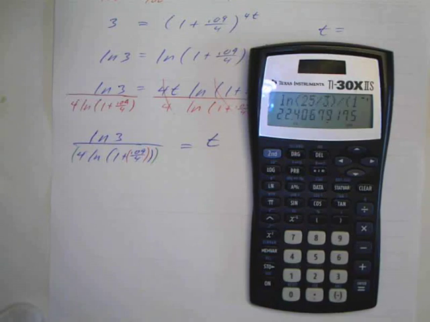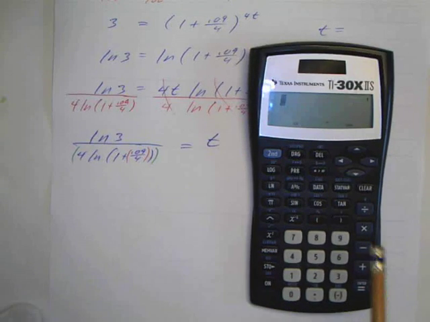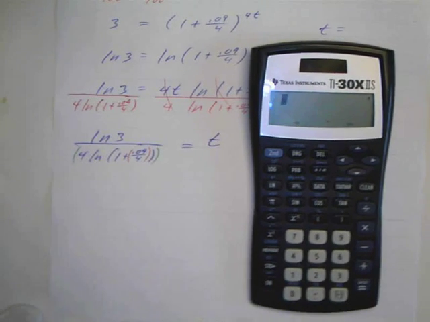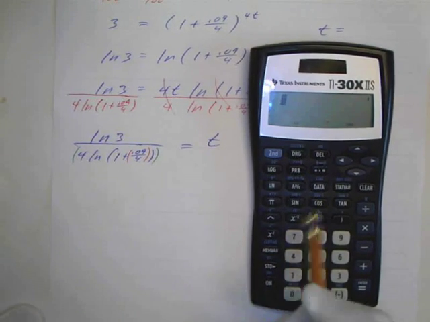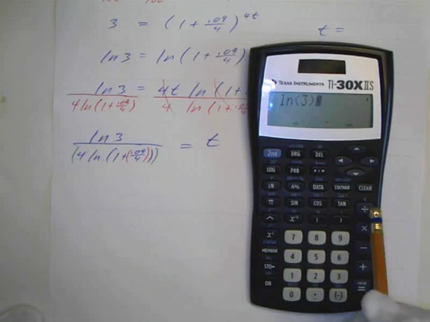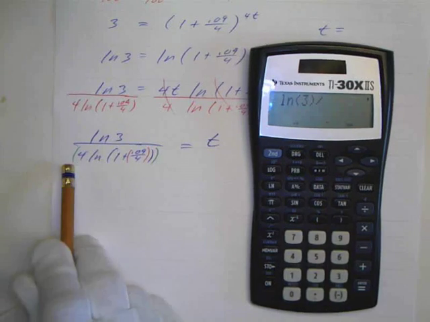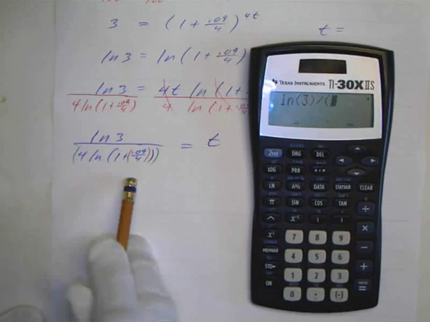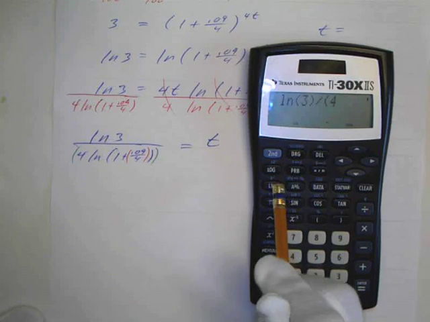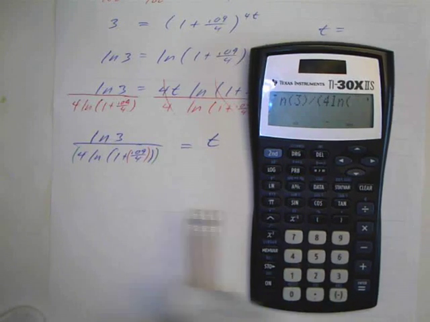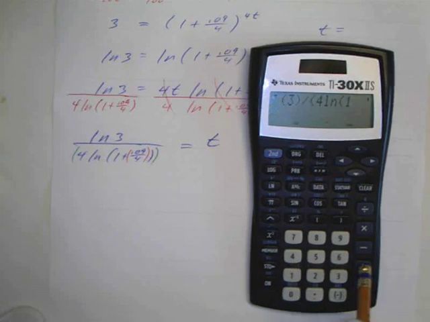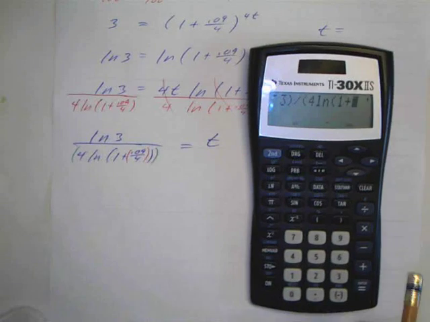So we turn this guy on, clear it. And then we've got the natural log of 3. Now, if this was a binomial, I'd have to put a parentheses around that, but it's okay. So since it's just one term, natural log of 3, I do need to close that parentheses. Divided by, and I need this green parentheses, so there's my green parentheses for the whole denominator fraction. 4 natural log, and it puts a parenthesis around there, so I've got 1 plus, and then I need a parentheses around this fraction.